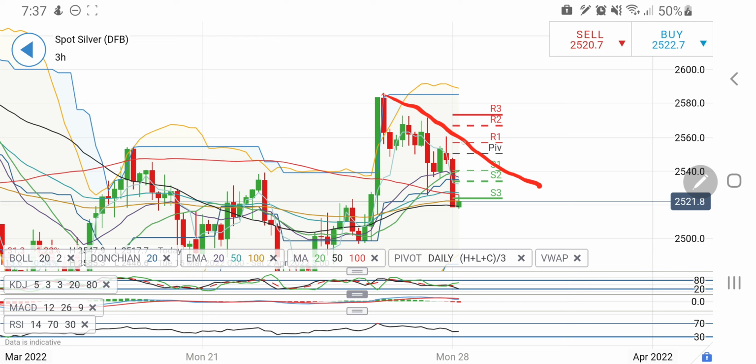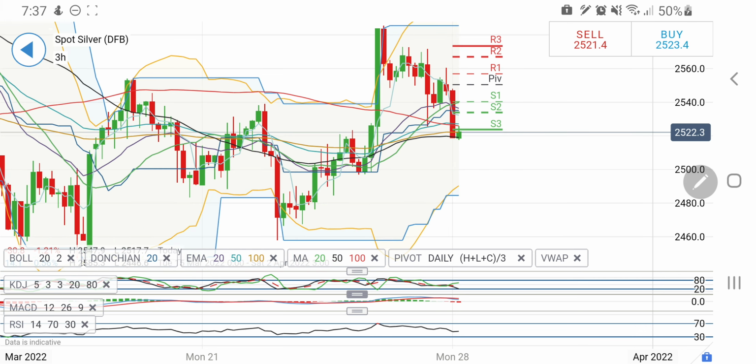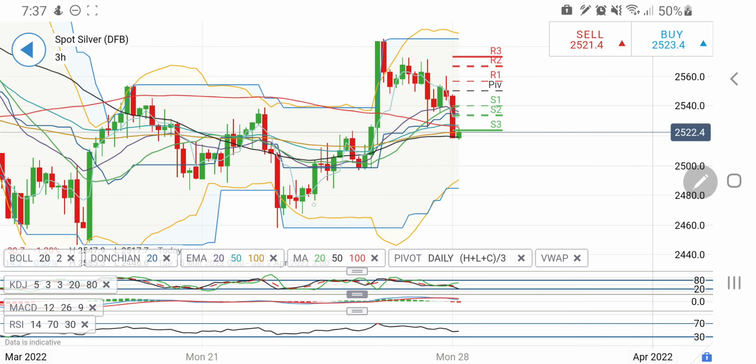The highs are well connected. 2560 is the resistance level on this chart. Also look at this on the downside. See, this is the channel which was there. After this it gave a strong breakout. Now see, this was the channel. After this strong breakout, it is now trying to stabilize a bit.